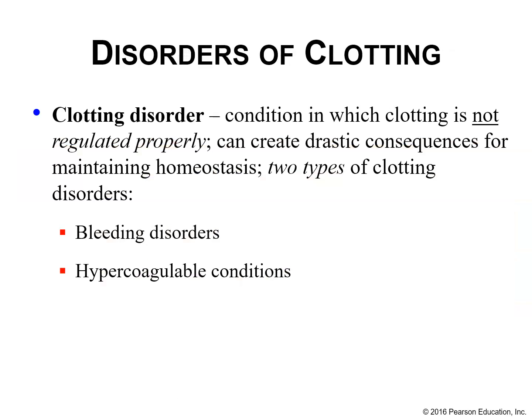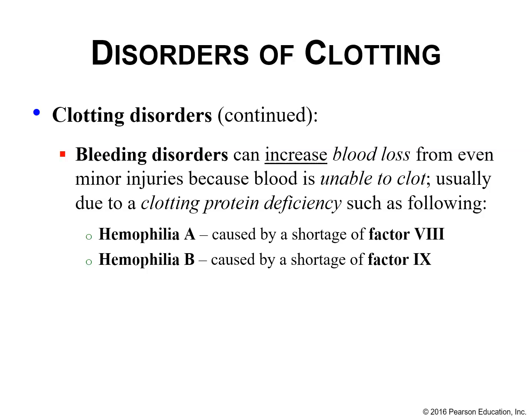Now let's look at disorders of clotting. This is a condition in which the clotting is not properly regulated. Of course, that can create drastic consequences for maintaining homeostasis. There are two types of clotting disorders. First, you have bleeding disorders like hemorrhaging, and second is called hypercoagulable conditions, like when somebody is septic. Bleeding disorders can increase blood loss from even minor injuries because the blood is not able to clot, and it's secondary usually to a clotting protein deficiency.